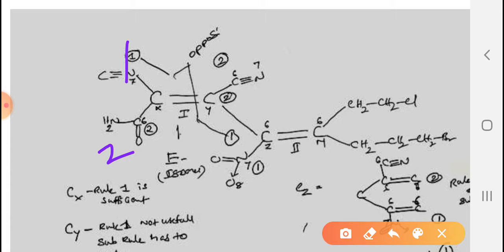But in this case, this side, it is carbon 6. It is also carbon 6. So rule number 1 is exhausted. Then go to the next sub rule. Next atom to this carbon, and nitrogen. Here nitrogen atomic number is 7. Atomic number 7.